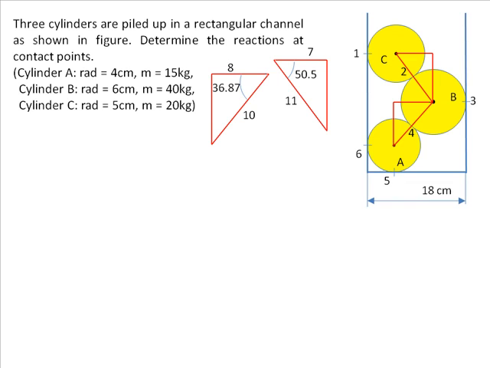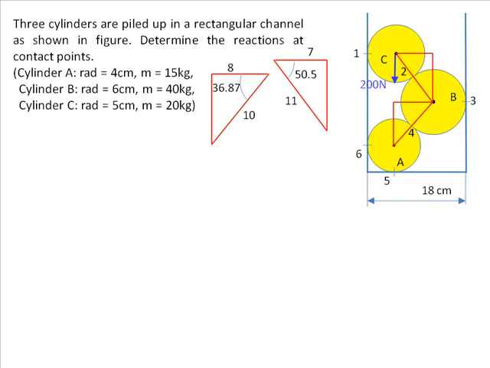Now see the bottom triangle. The hypotenuse is 10 because it's cylinder A's radius plus cylinder B's radius. And the base of this triangle is 8, which comes from 18 minus 4 minus 6, that is 18 minus 10, 8. Therefore the line joining the centers of the lower cylinders is inclined with the horizontal at 36.87 degrees, and for the upper cylinders it is inclined at 50.5 degrees. This geometry settling will be required as we proceed.